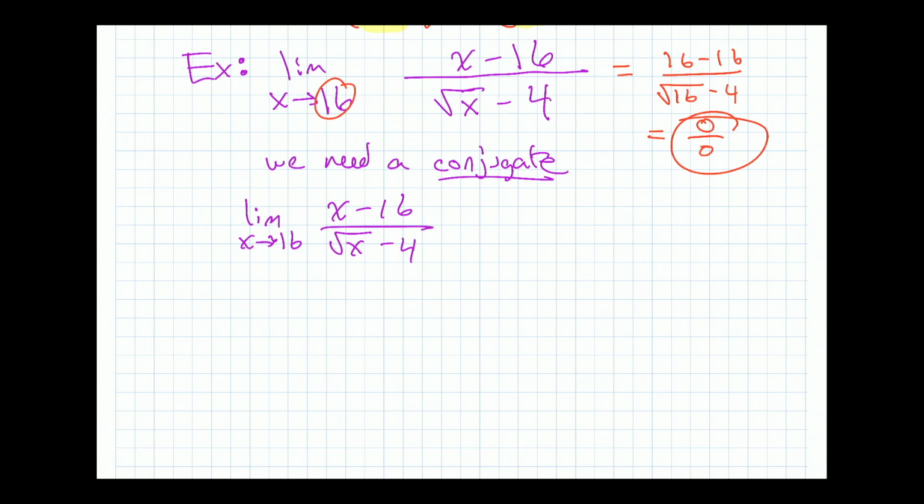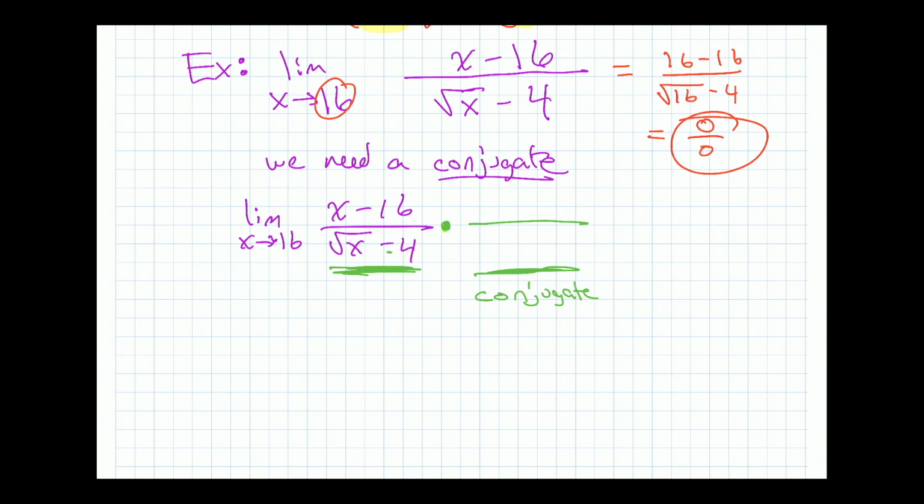Here's how you do the conjugate. What you're going to do is you're going to look at the square root part, because this is a square root type of limit. You're going to see square root x minus 4, and you're going to write its conjugate right here, whatever the conjugate is. Now, remember, the only thing you do for a conjugate is you change the sign.